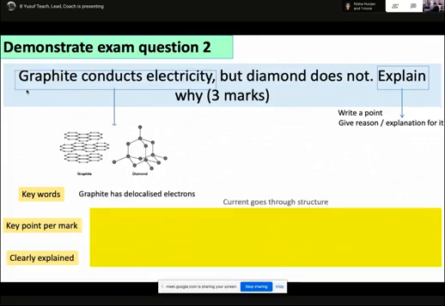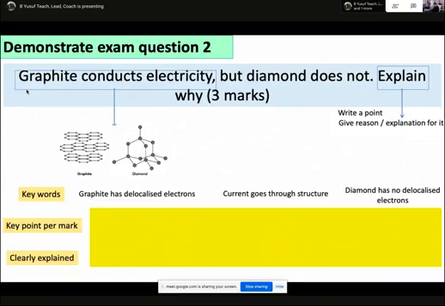But the type of keywords that you need to include are the fact that graphite has got delocalized electrons, but diamond does not. And in order for it to conduct electricity, the current or electricity has to go through the structure. So there's some of the keywords that you need to include. What type of answer would you write that links those points together?